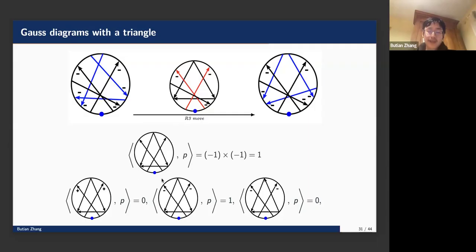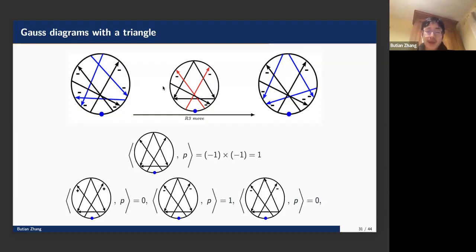It means that we will count how many times this configuration, this Gauss diagram, appears at this R3 move moment. We will count how many times it appears as a subdiagram of this R3 move, with a weight. And this weight is given by the product of the signs of the two arrows here and here, which are not the triangle, which do not form the triangle.